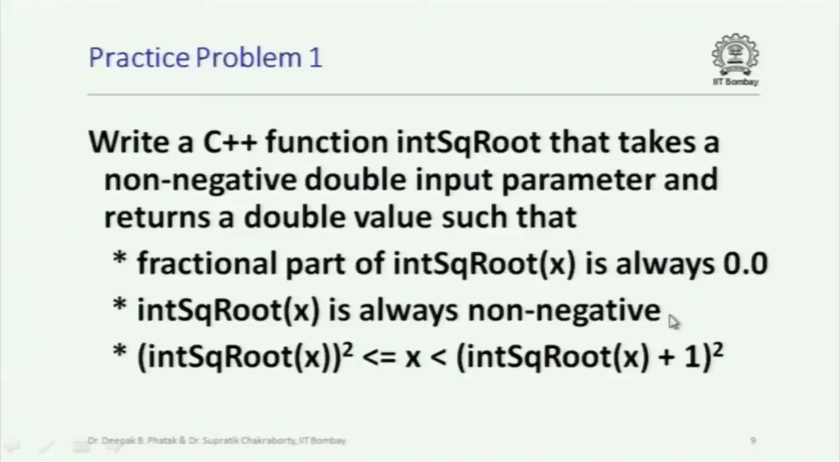As I said, I only care about the integer part, right? Int square root of 5 should give me 2.0. Int square root of 6 should also give me 2.0. Int square root of 7 should give me 2.0. Int square root 8 is 2.0, but int square root 9 should be 3.0. Okay, and int square root is always non-negative, and the last line is just saying that I need the integer part of the square root.